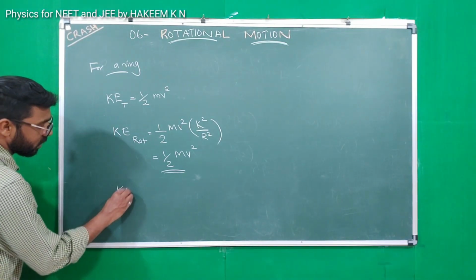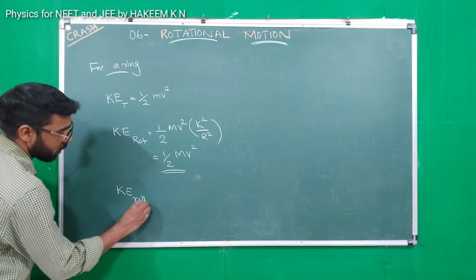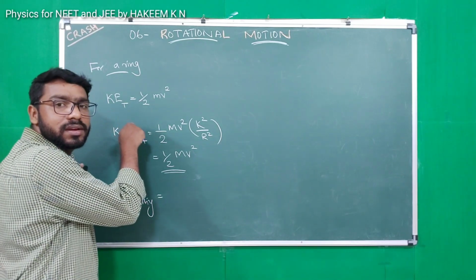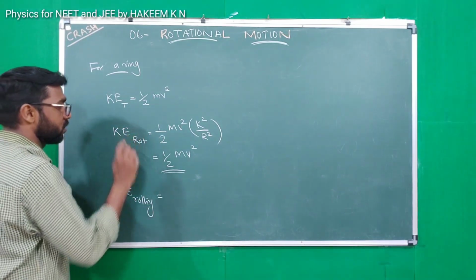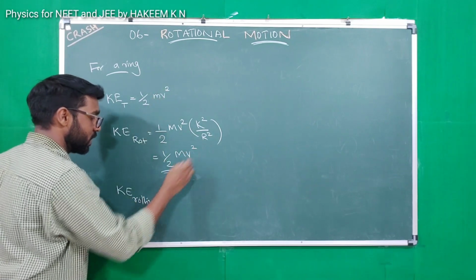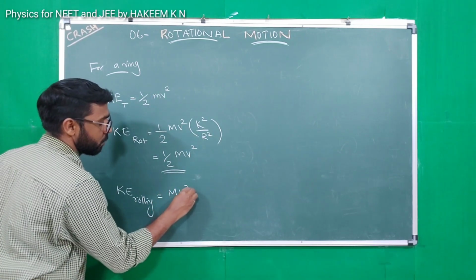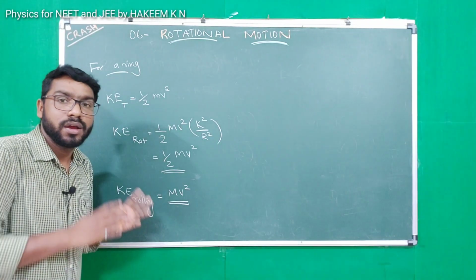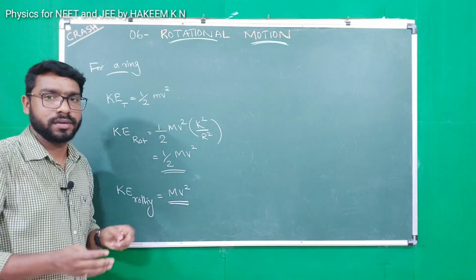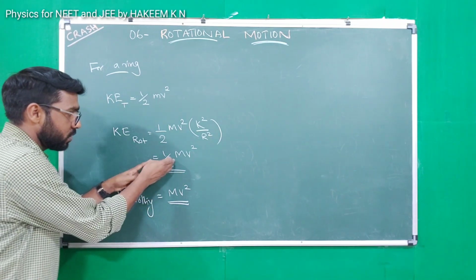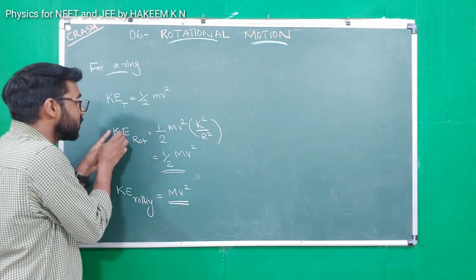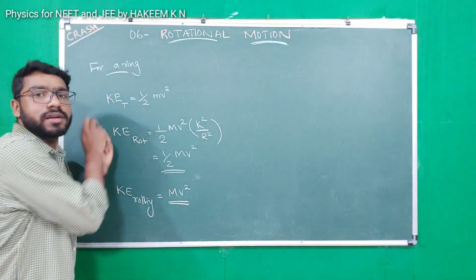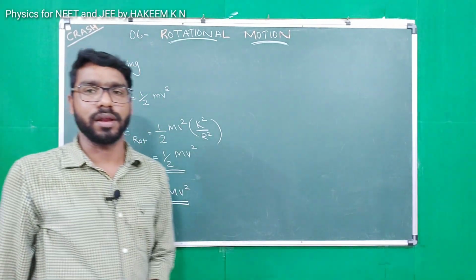Then what is kinetic energy of rolling for a ring? Kinetic energy of rolling for a ring is kinetic energy of translation plus kinetic energy of rotation. Half mv square plus half mv square, it is mv square. So we can say during rolling, 50% of kinetic energy is rotational and 50% kinetic energy is translational for a ring.